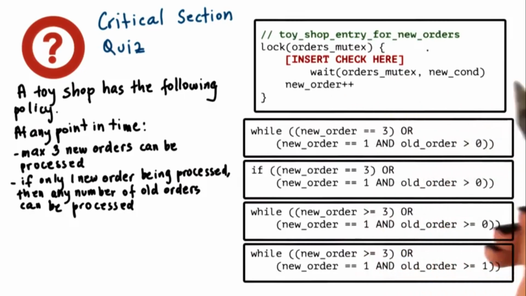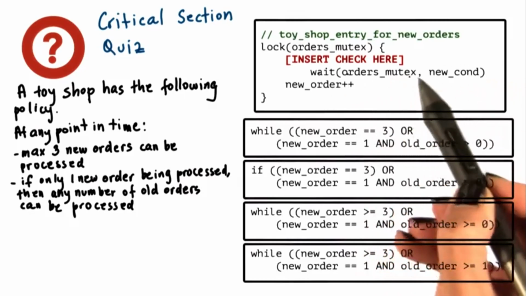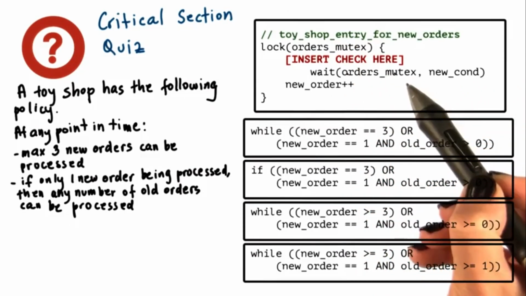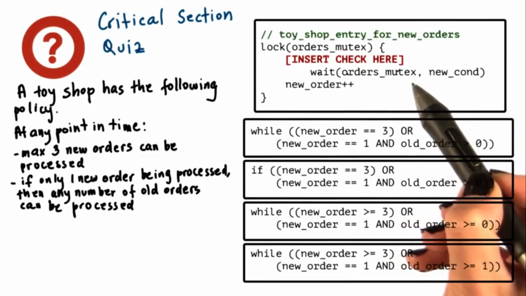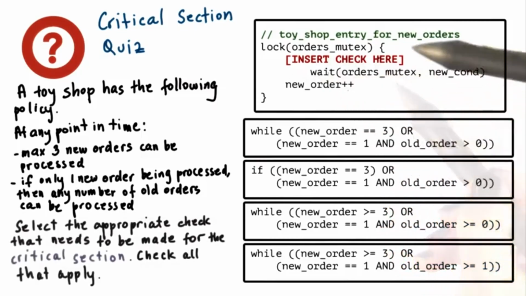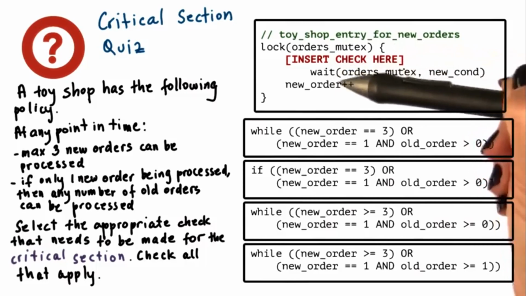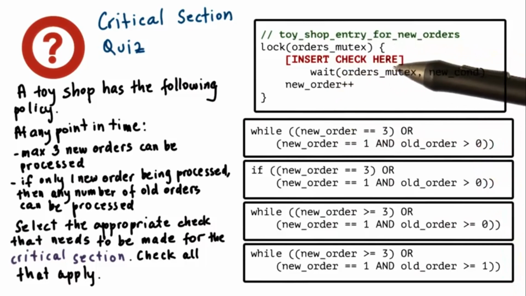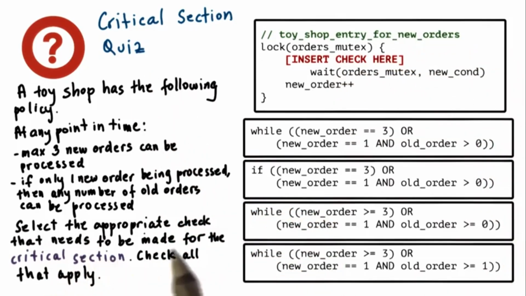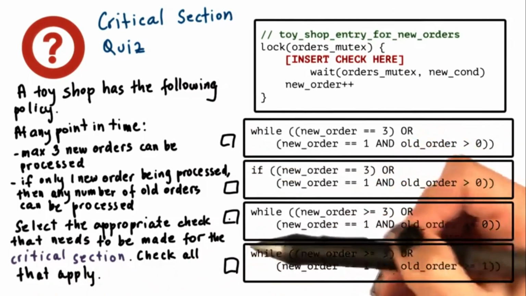With the wait statement, we use a condition variable, newCon, as well as the mutex because, as we mentioned, a mutex must be associated with a wait statement so that it can be atomically released. The predicate that we must check before determining whether a thread will wait or can proceed is missing. For this quiz, you need to select the appropriate check that needs to be made in order to enter the critical section. There are 4 choices given here. You should select all that apply.